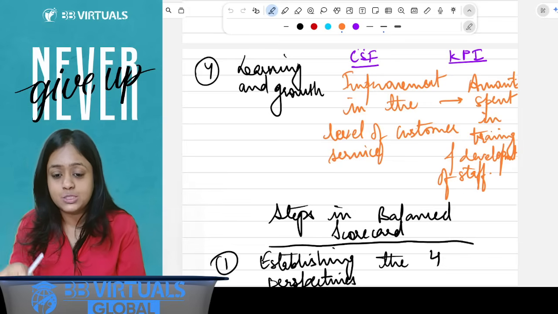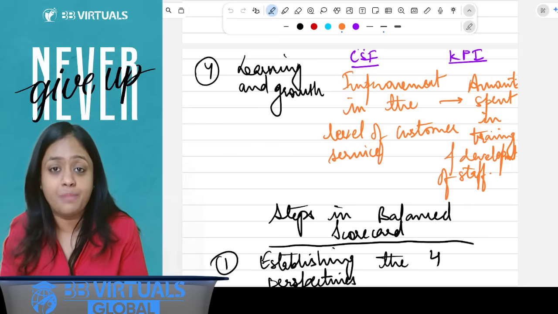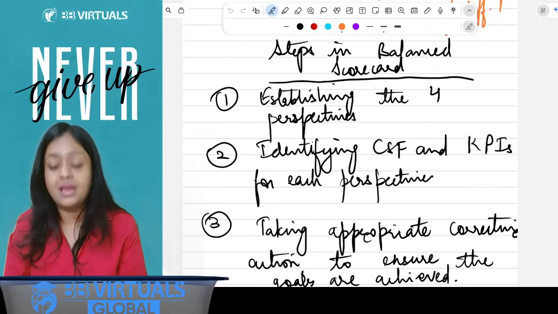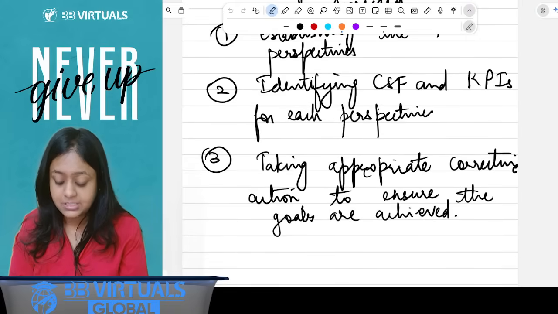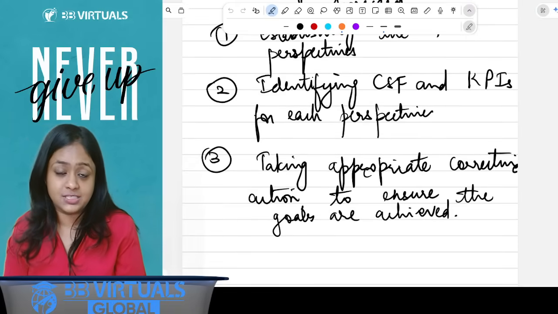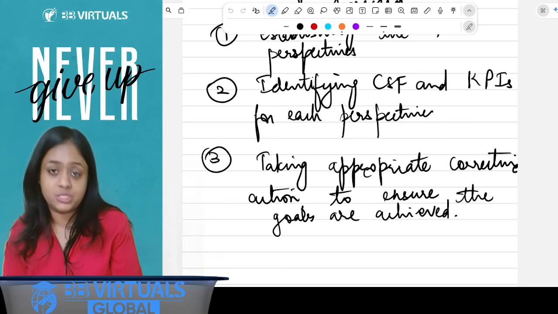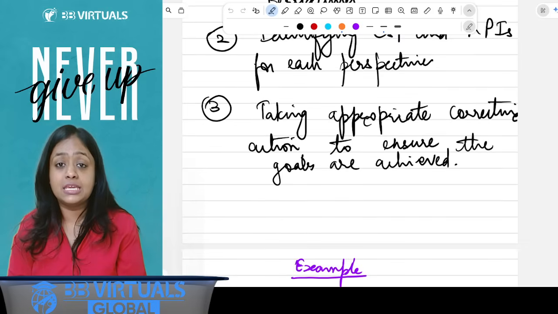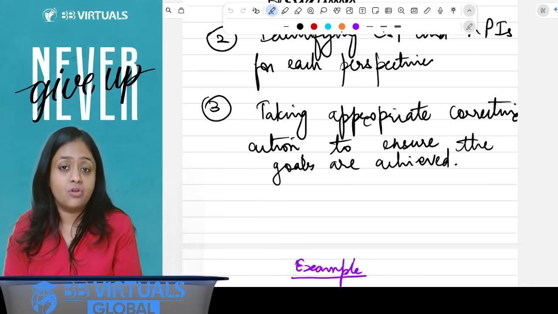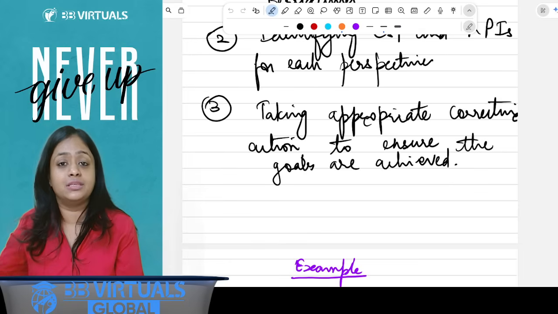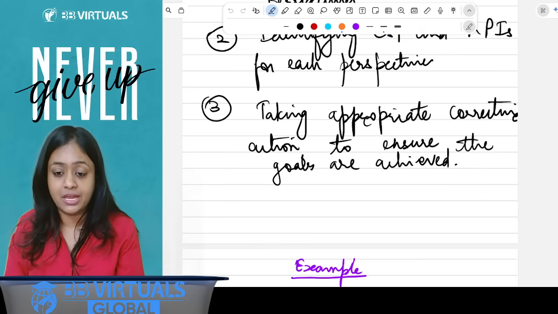And these tips, these pointers that I've told you, are general points that will be there in all the questions that you answer for balanced scorecard. Let's quickly have a look at the summary of the balanced scorecard. Step 1, establish the four perspectives. Step 2, identify the critical success factors and the key performance indicators for each perspective. Next is taking appropriate corrective action to ensure that any targets, if they're not achieved, we are taking steps to make sure that they get achieved in the next coming period. So taking the corrective action.